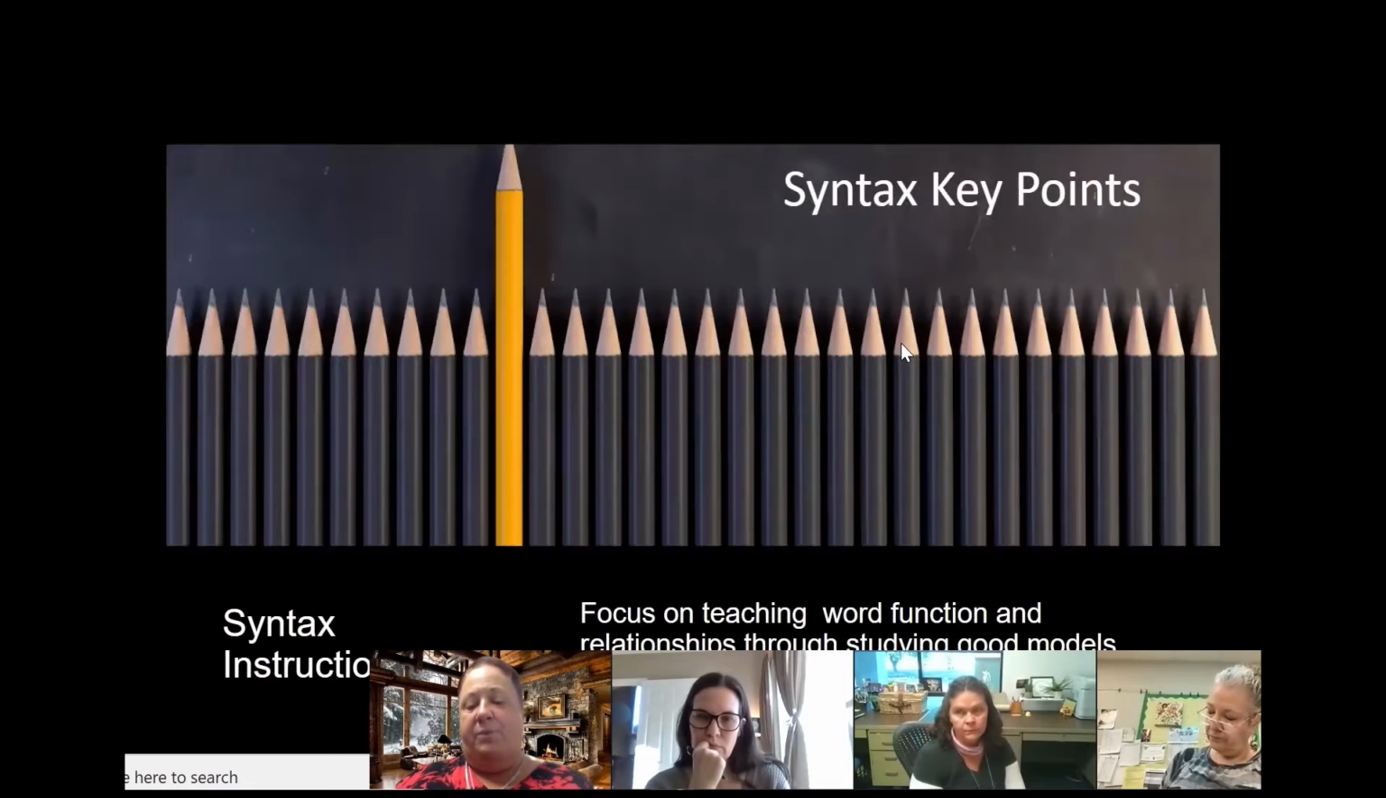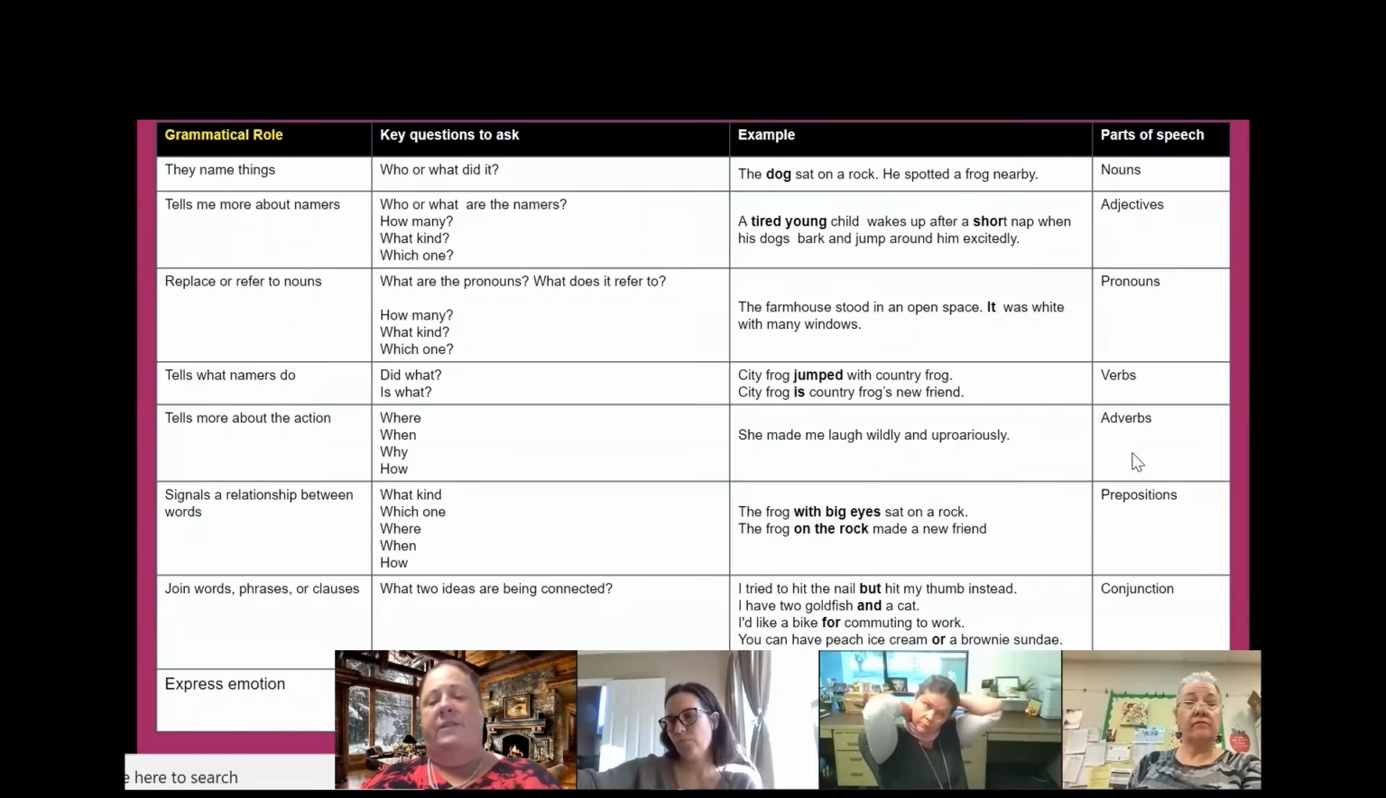I really wanted to spend the bulk of our time on the syntax because we haven't really talked about that. The first major thing is that we want to teach students.